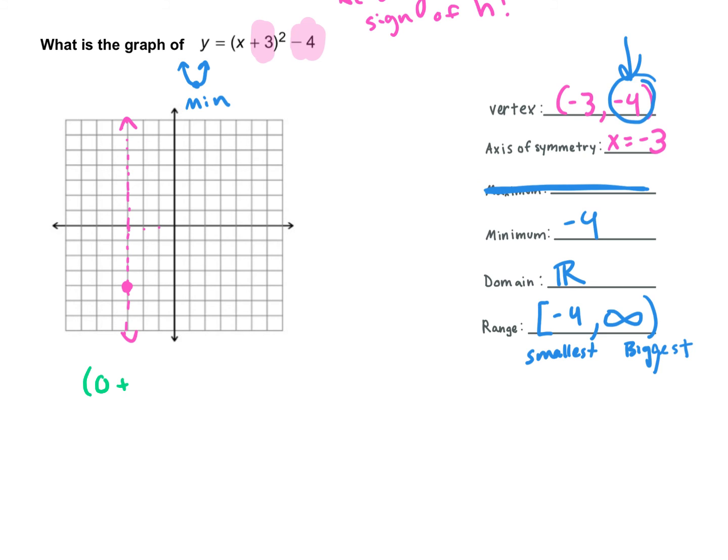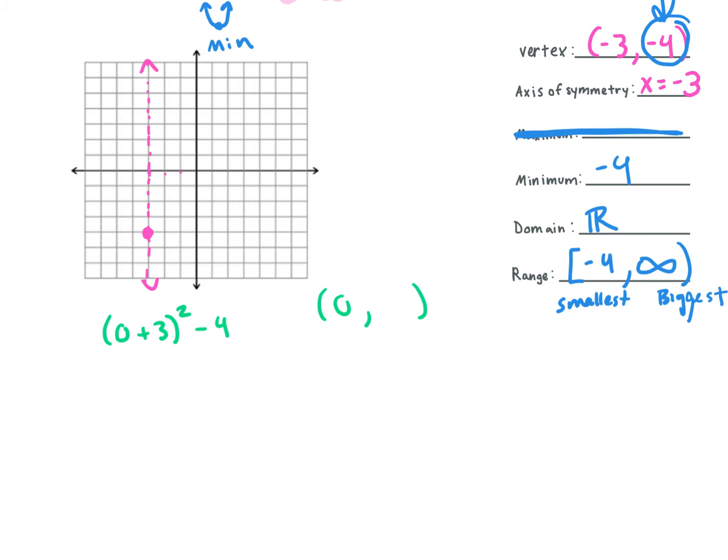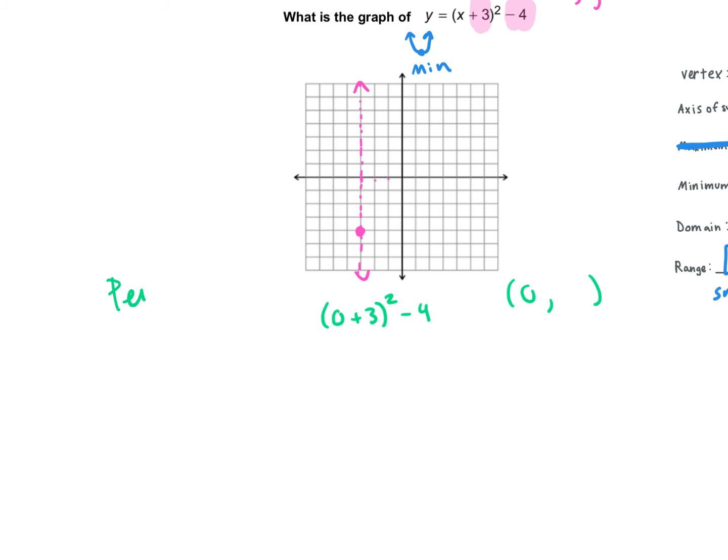So I have 0 plus 3 squared minus 4. I plugged in 0, so I'm going to get some number for y. What do I need to do first? Remember, PEMDAS, parentheses. So 0 plus 3 would just be 3. So I have 3 squared minus 4. What do I do next?